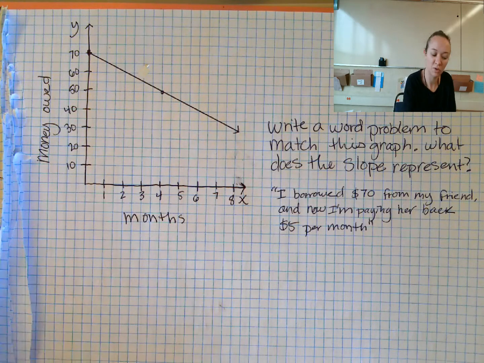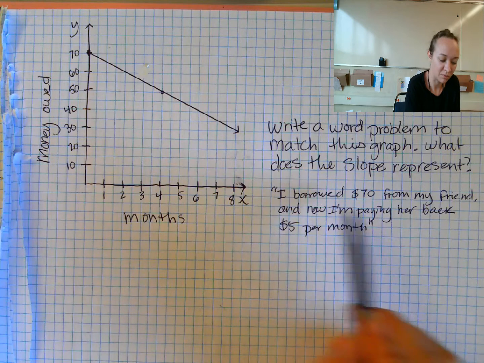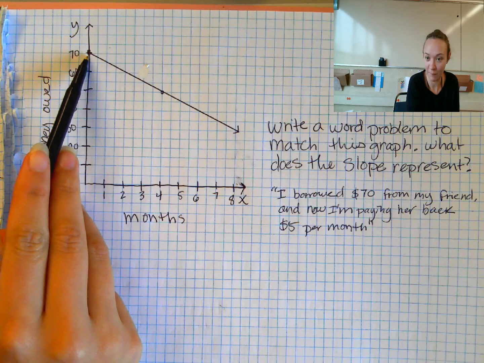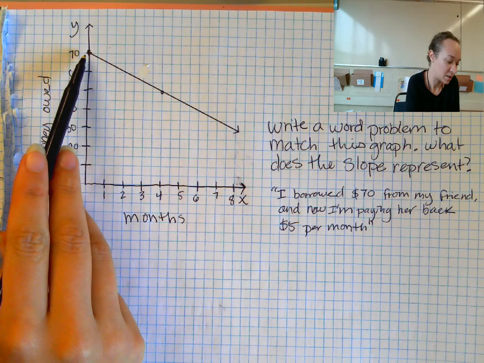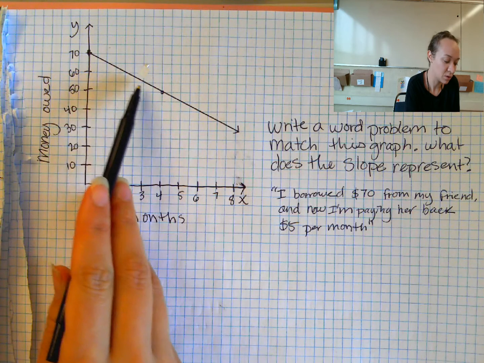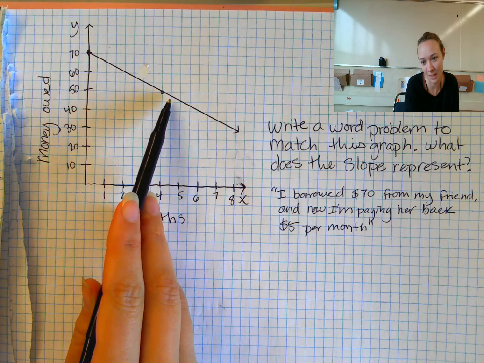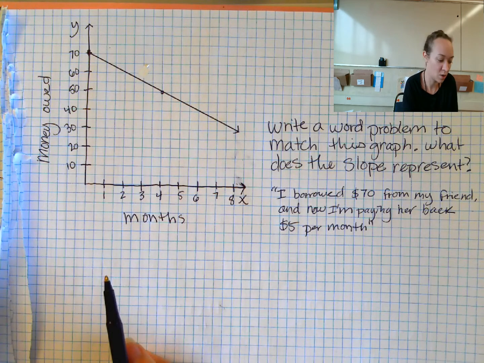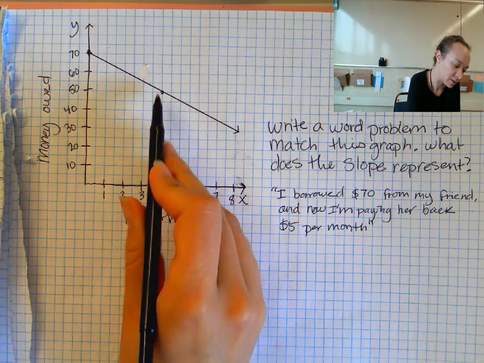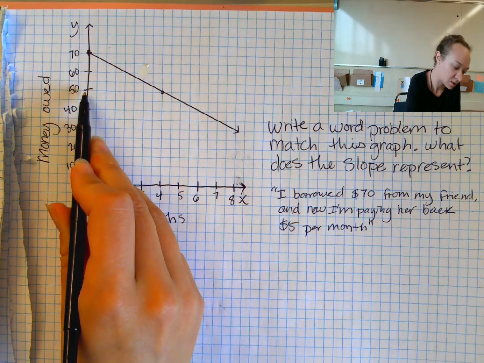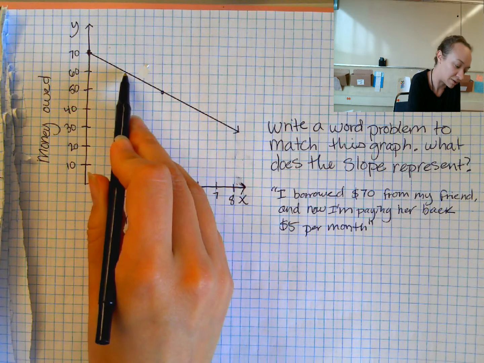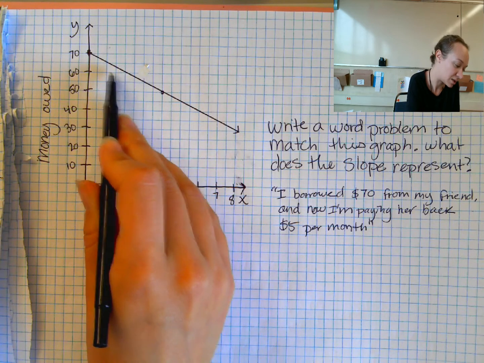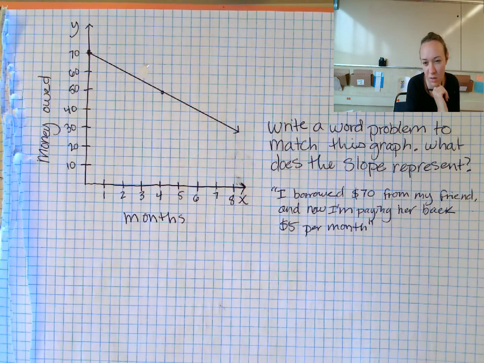So maybe you thought that this represents someone borrowing money from a friend. In that case, they would have borrowed $70 because that's what happened at month 0. And then the amount is slowly going down. So that means they're paying it off consistently, right? So they're paying back $5 per month. We know that because after 4 months, they're only at $50. So at 2 months, they're at 60, so they've paid off $10 in 2 months, so then in 1 month they've paid off $5.